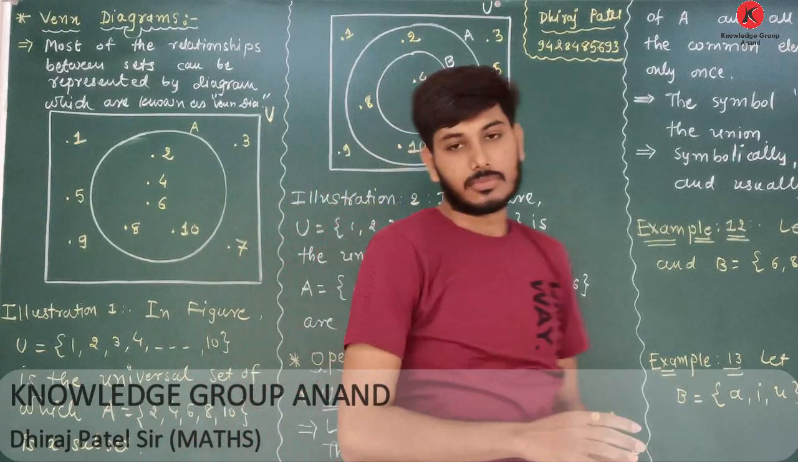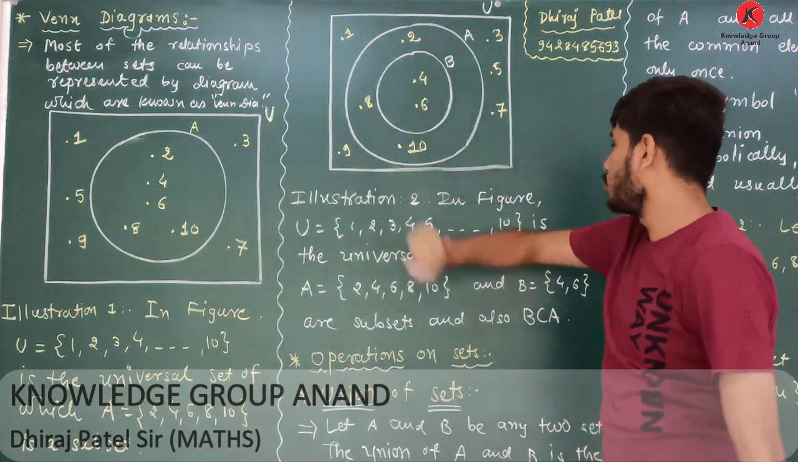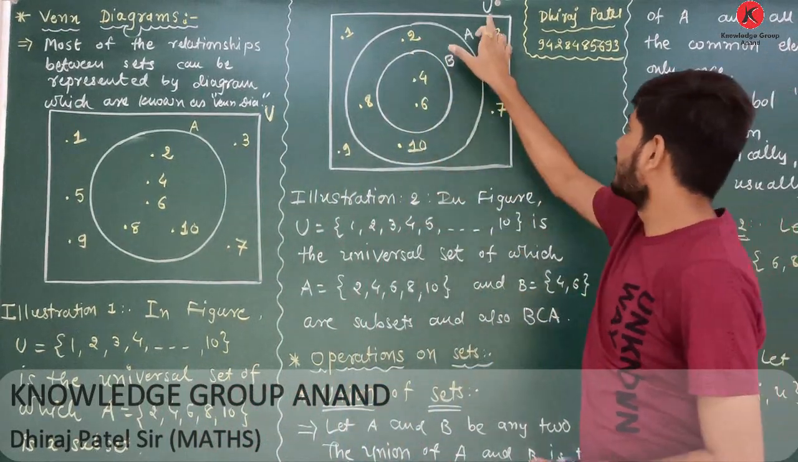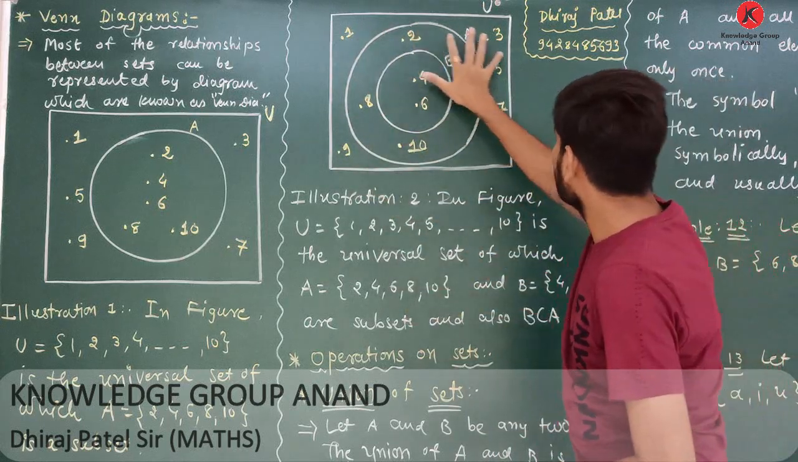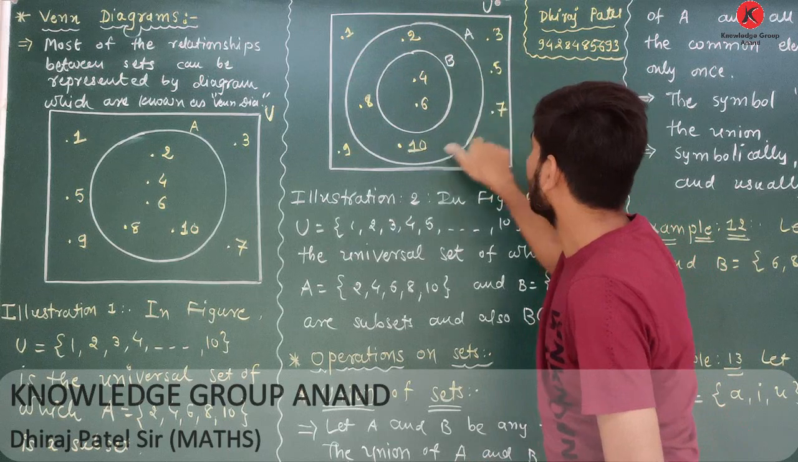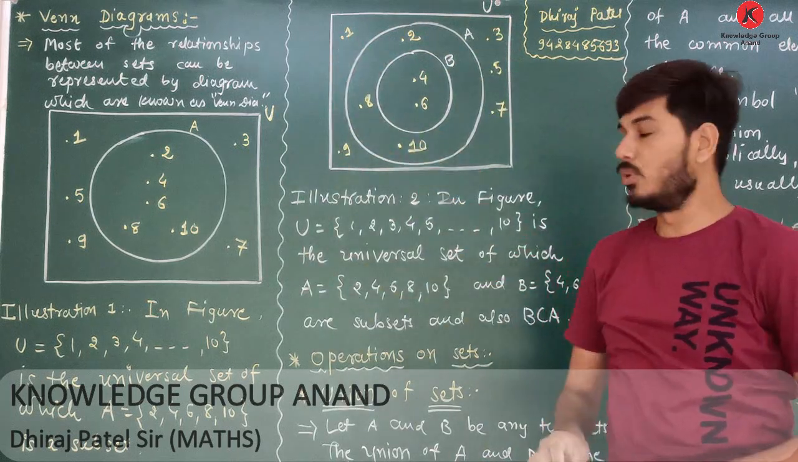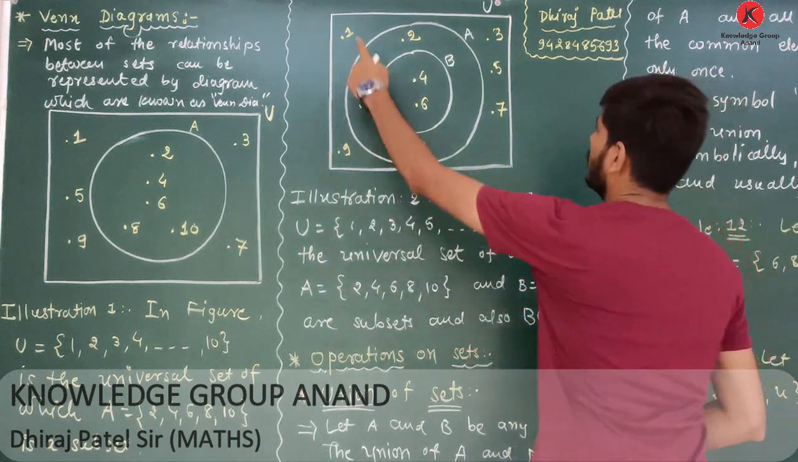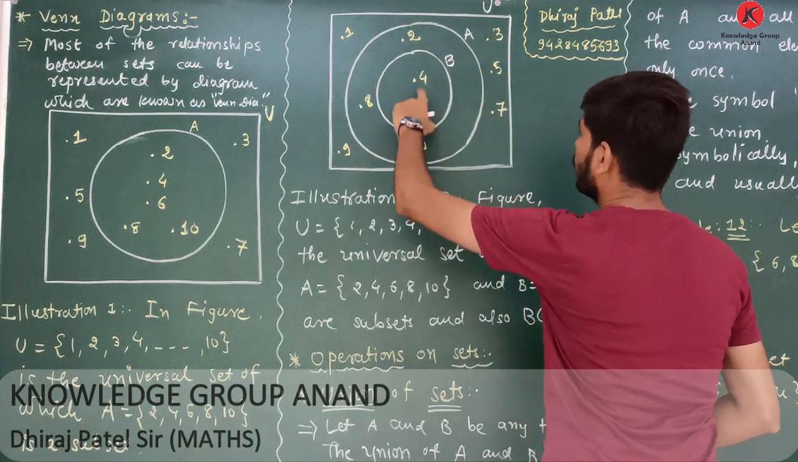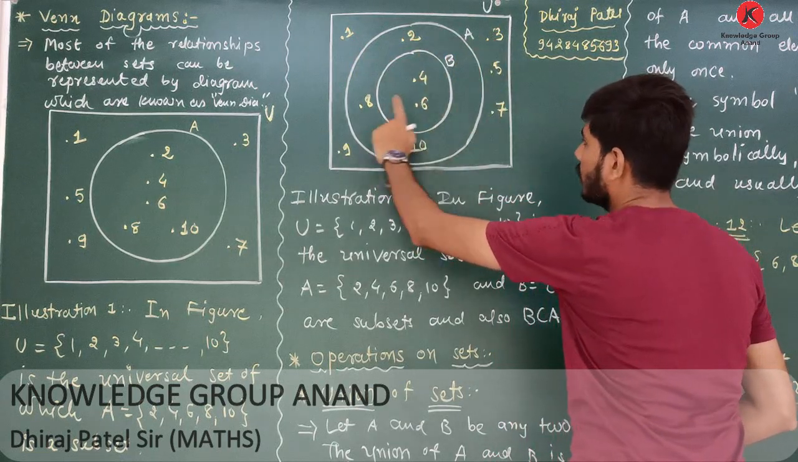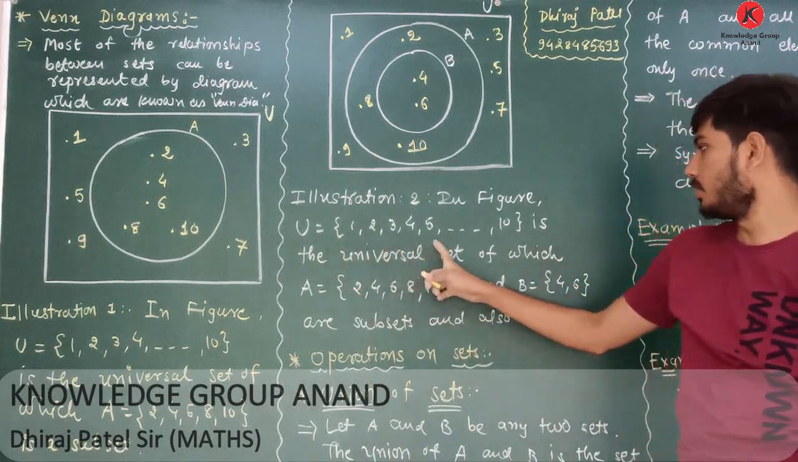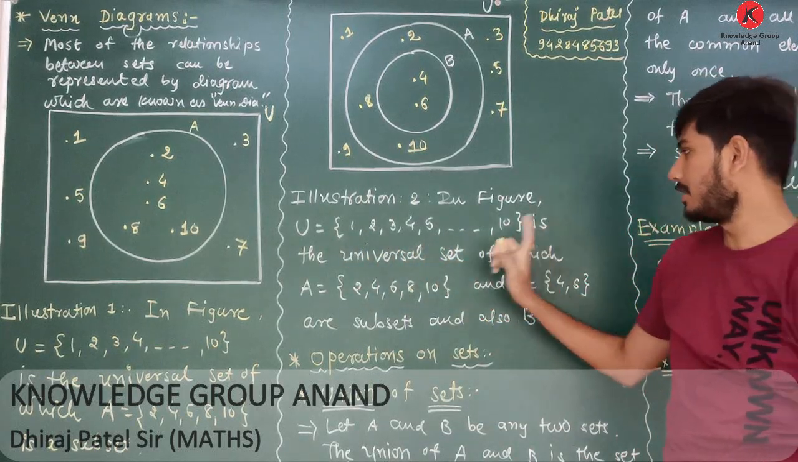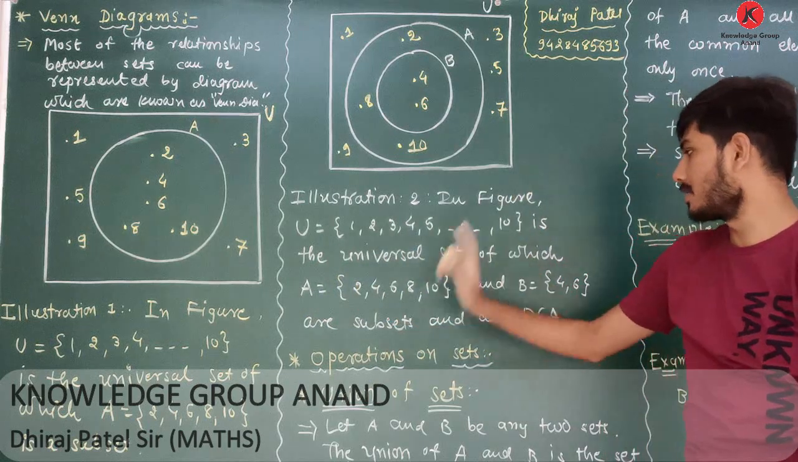See here, for illustration number 2, the universal set has all the elements inside the rectangle portion. Therefore, the universal set consists of 1, 2, 3, 4, 5, 6, 7, 8, 9 and 10. In the figure, U equals 1, 2, 3, 4, 5, 6, 7, 8, 9, 10 is the universal set.